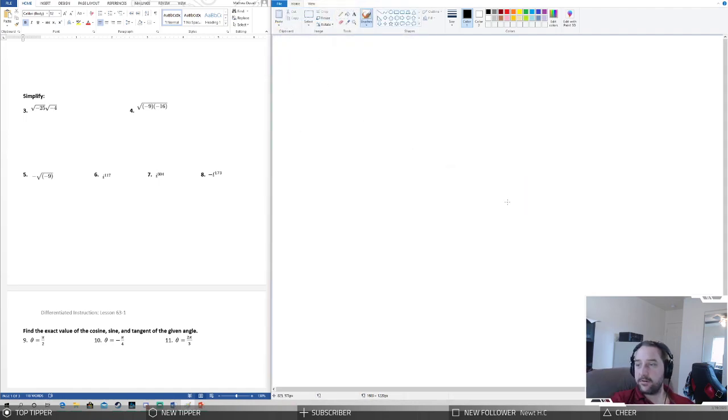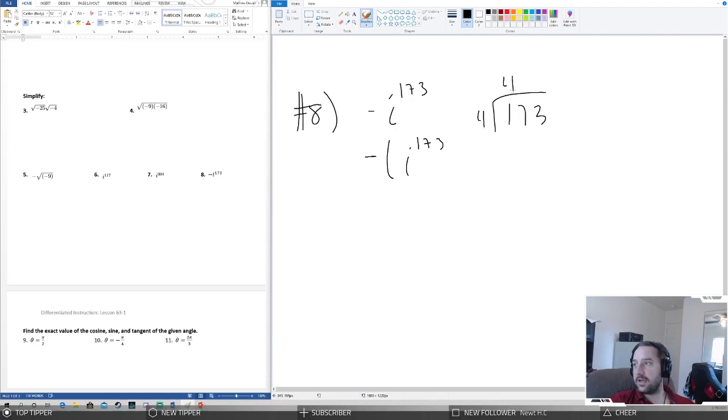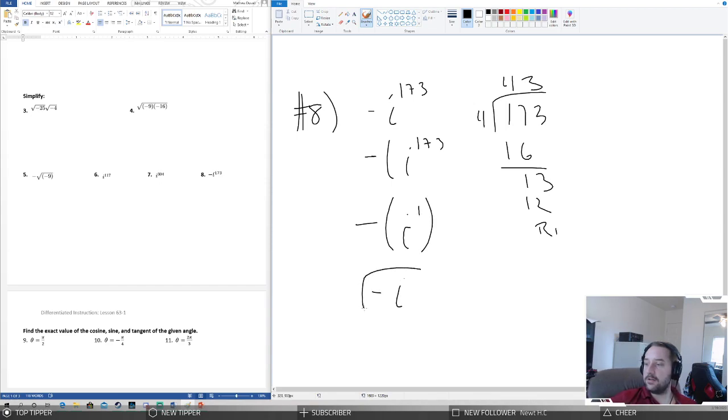All right, let's look at number 8. So we have negative i to the 173rd power. We leave that negative out there, and then I can take that 173 and divide it by 4. So 4 goes into 17 4 times. 4 goes into 13 3 times, and then I have remainder 1. And so this becomes i to the first. The negative is still there, so this just becomes negative i.